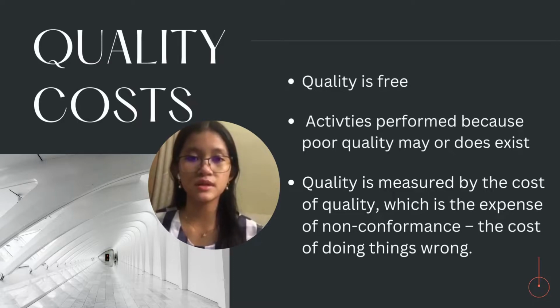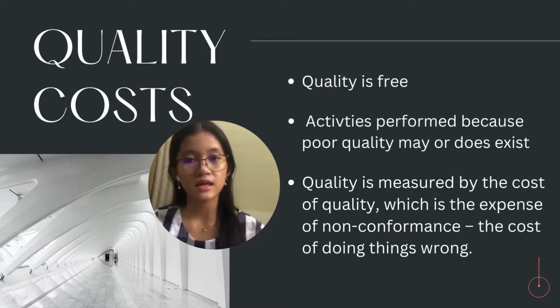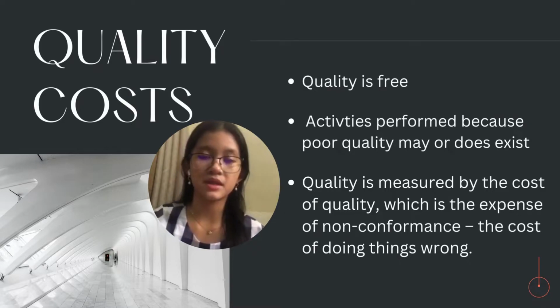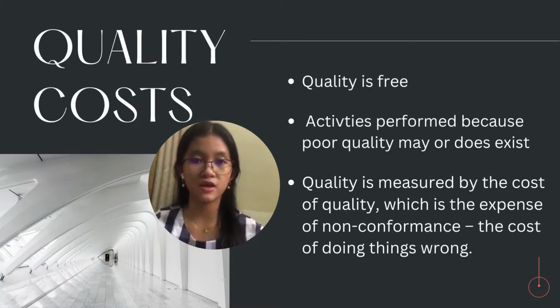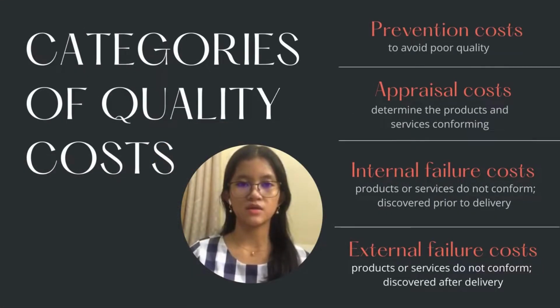The most commonly accepted typology divides quality costs into prevention, appraisal, internal failure, and external failure costs. This typology is often referred to as PAF, prevention, appraisal, and failures, and is one of the most commonly used general cost of quality models. These are the categories of quality cost.